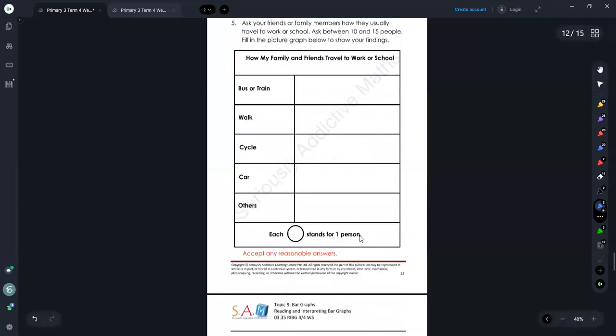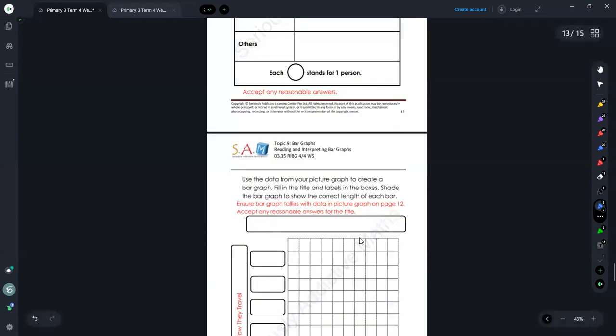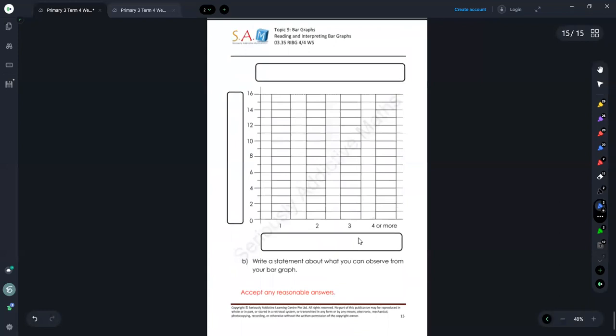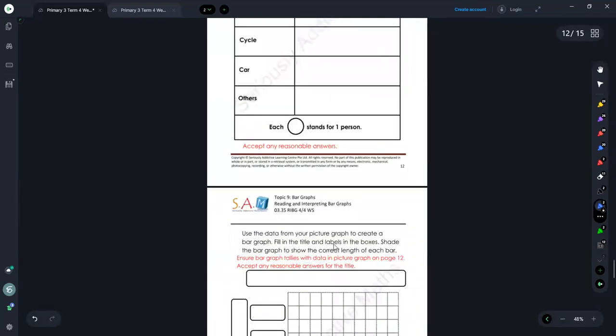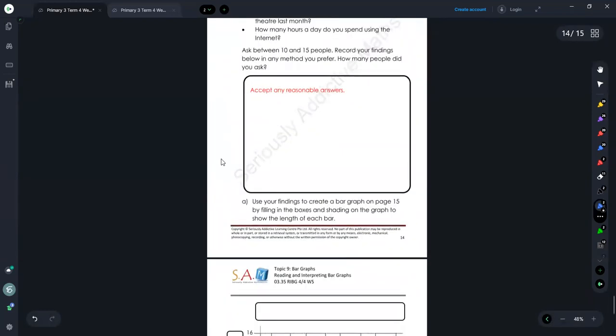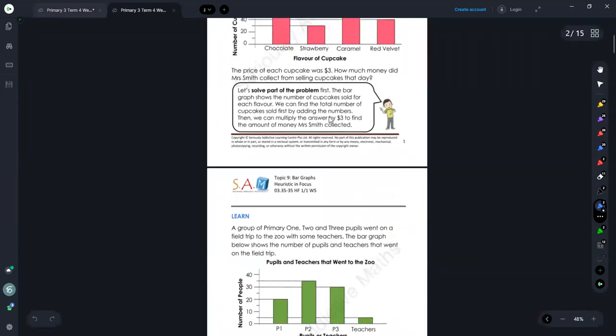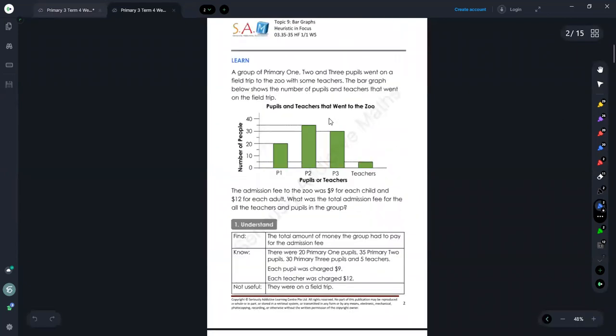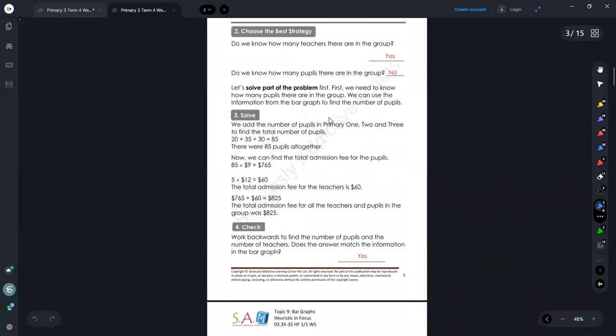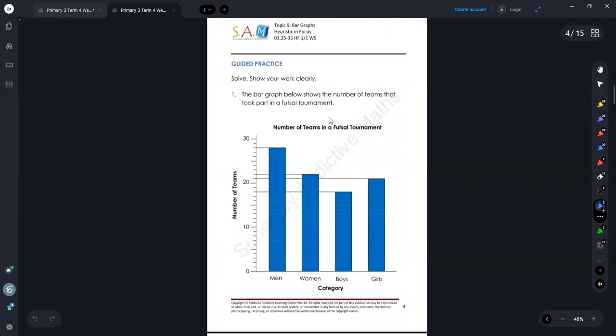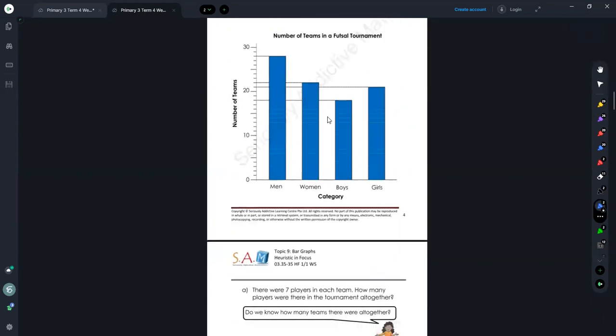Okay. And for the rest of this, it is a survey question, so I make it optional. Good for students to try it out, right? So you can assign some work. The next thing is heuristics. So these are a bit challenging. I would suggest that you perhaps just skip the questions, right, and get them to do the guided practice straight away. Okay, so the bar graph below shows the number of teams that took part in the futsal tournament.